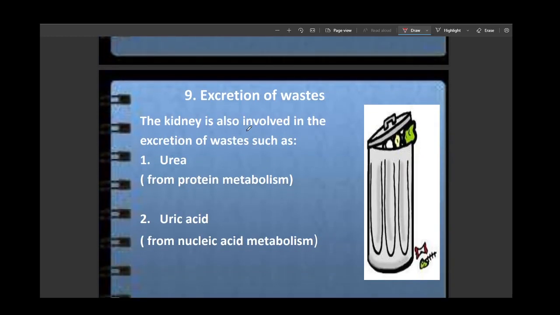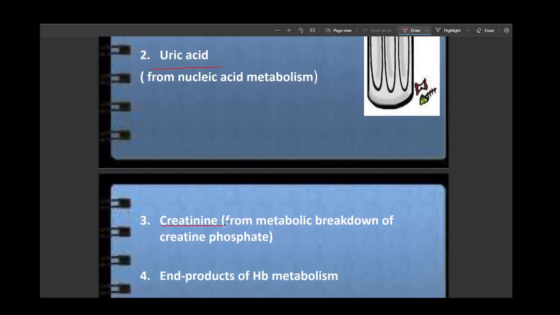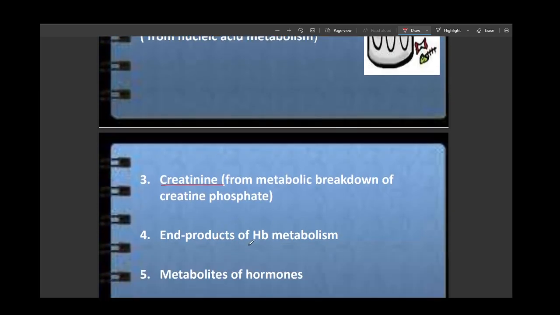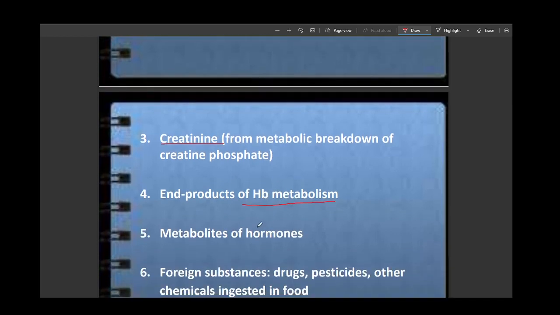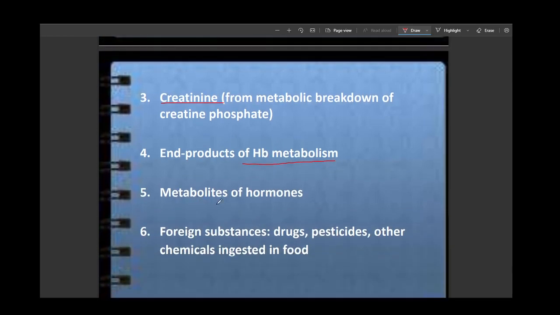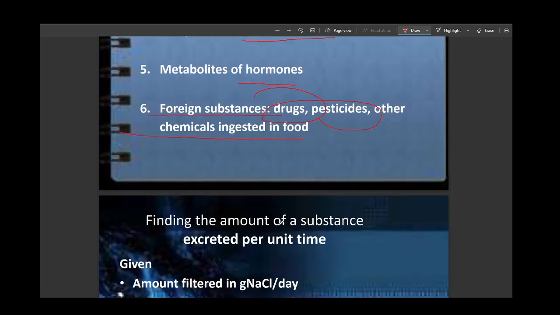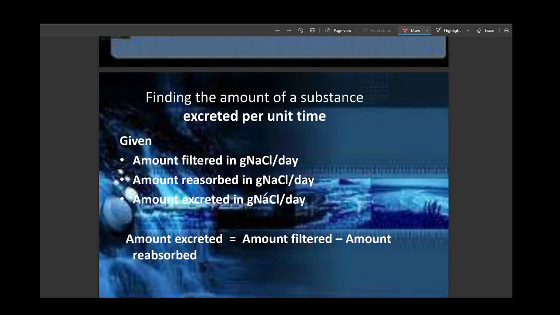So how are the wastes excreted? First of all, we excrete urea, uric acid, creatinine, and products of hemoglobin metabolism. And metabolites of hormones, foreign substances such as drugs, pesticides, and other chemicals ingested in food.